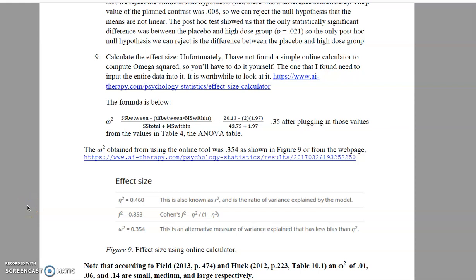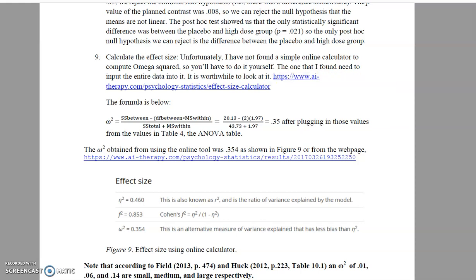So let us now talk about the effect size. I have tried my best to find an online calculator that would help you calculate the effect size, because this is something that you will do yourself. This is not something that you are going to get a table about. You have to calculate the effect size yourself. And the easiest one that I have found is at this website.